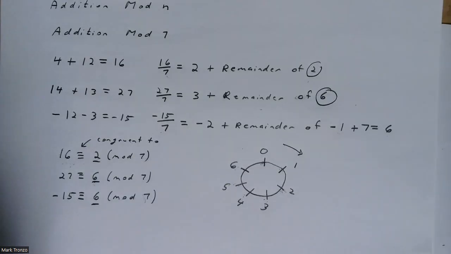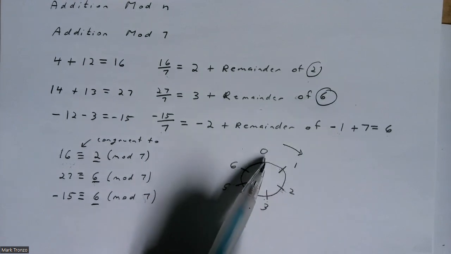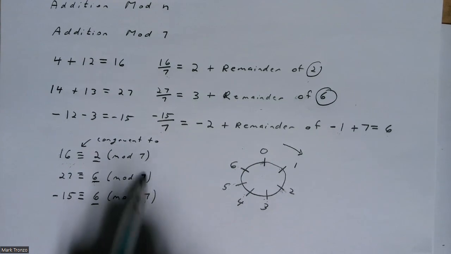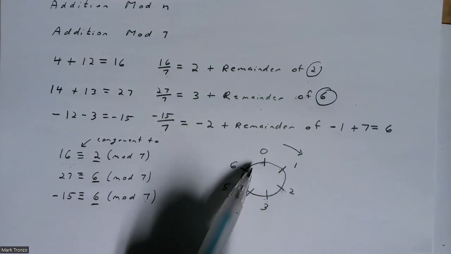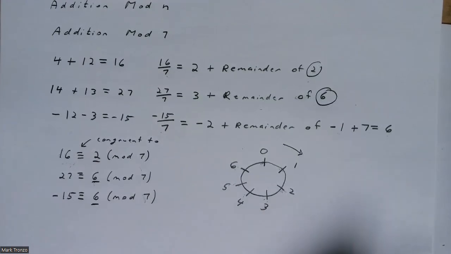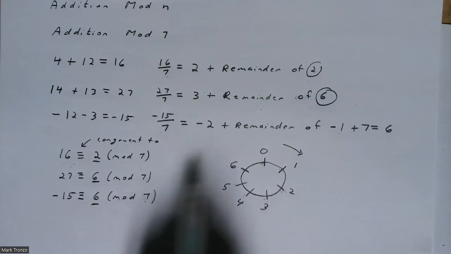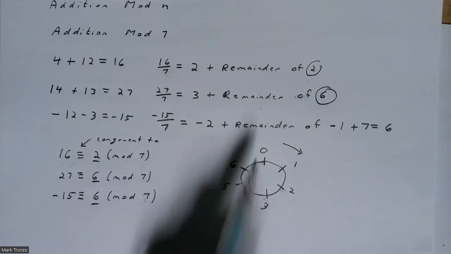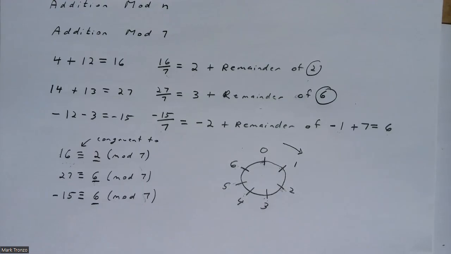So that's modular arithmetic. When you make a wheel like this, you always go from 0 to n minus 1. In this case, we're doing things mod 7, so we went from 0 to 6. And of course, there would be no 7 here, because when we divide 7 by 7, we get 1, but the remainder is 0. So you'll never have a remainder of 7. We'll go from 0 to 6.